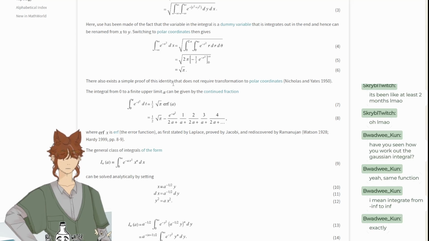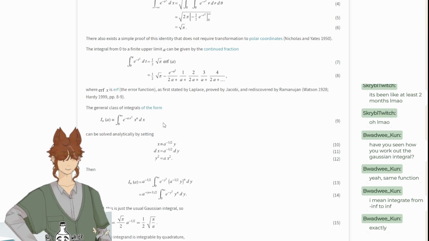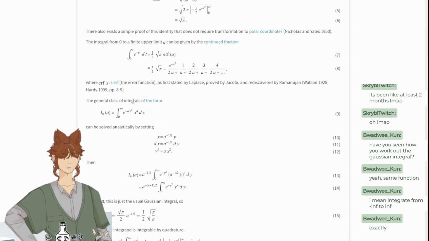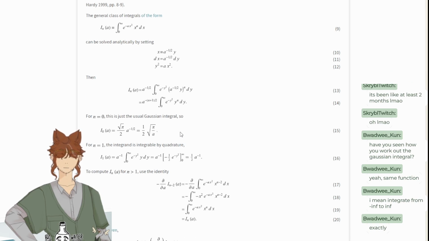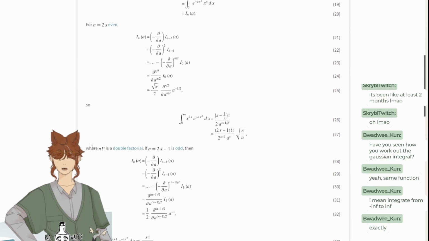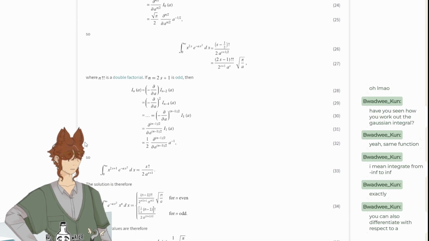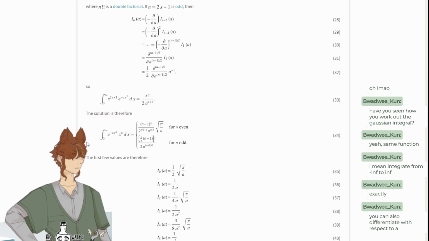The simple proof that does not require transformation. 0 to an upper finite limit can be given by the continued fraction ERF. Sorry, ERF. I like that. The general class of integrals of the form can be solved analytically by setting x to the negative y squared equals a x squared. Oh, that's so cool. Where n is a double factorial? Oh my god, dude, double factorial is crazy. That goes hard. That's like the hardest thing ever. Double factorials will crush all.